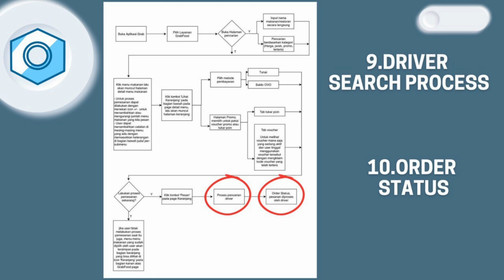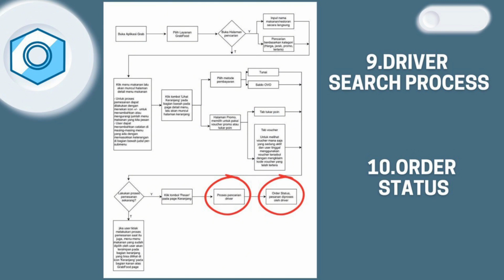The user can see the driver's name, profile photo, the type of vehicle, and even the estimated time of arrival. It makes the process feel transparent and real-time, which helps build trust with users. Then, we move on to task 10, order status.